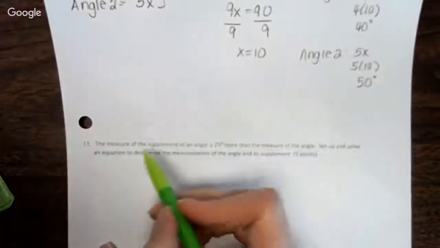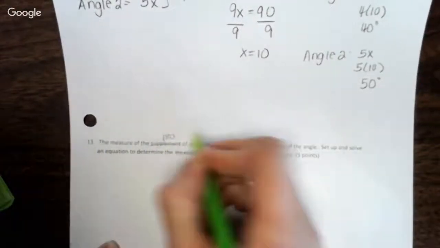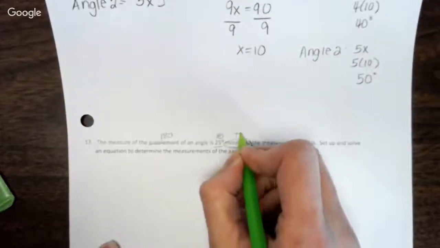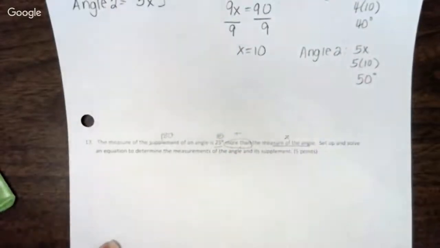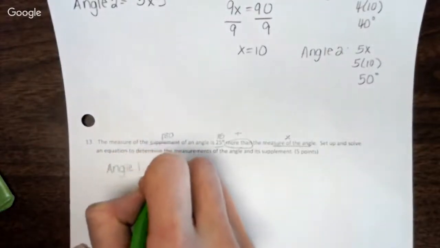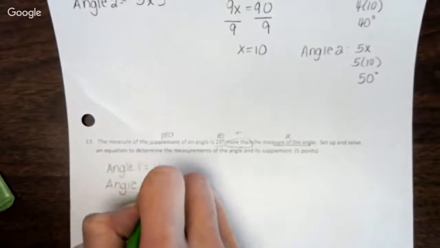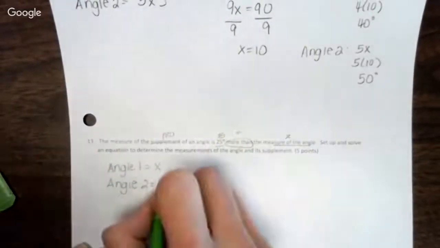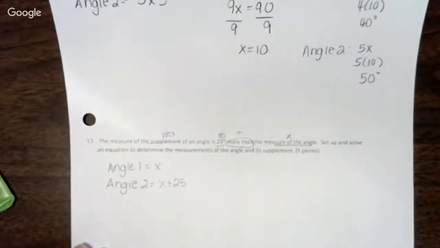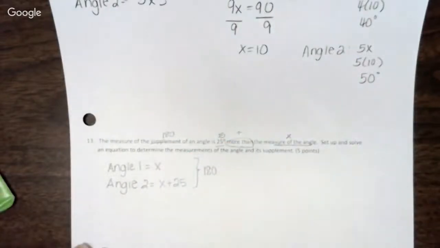All right, let's read this second question. It says the measure of the supplement. Supplement automatically means 180. It's 25 more than the measure of the angle. More than means to add. We don't know that. That's x. So let's set up our let statements. We have angle 1, we don't know, is x. Angle 2, we just set up 25 plus x, or x plus 25. Adding doesn't matter what order you're in. We know it's supplementary, so we know that those will add up to 180.